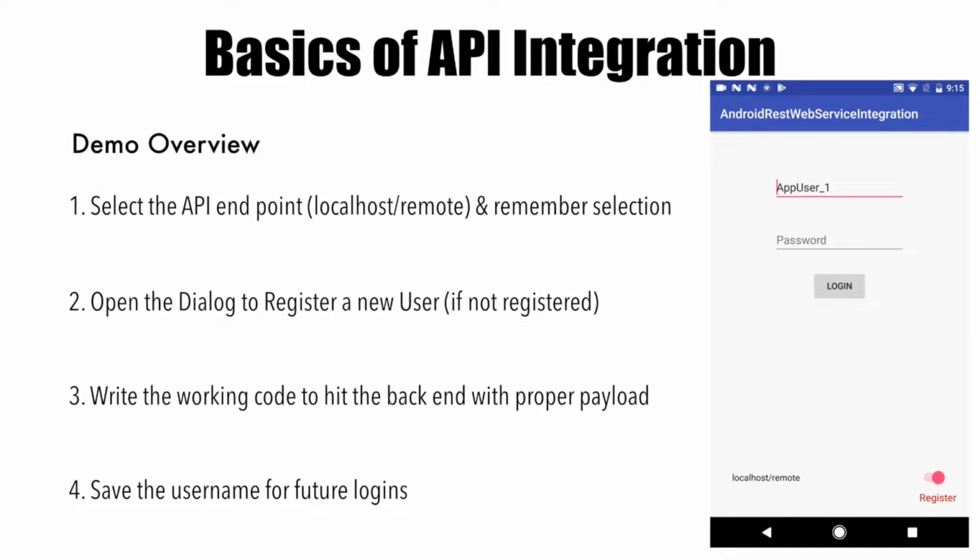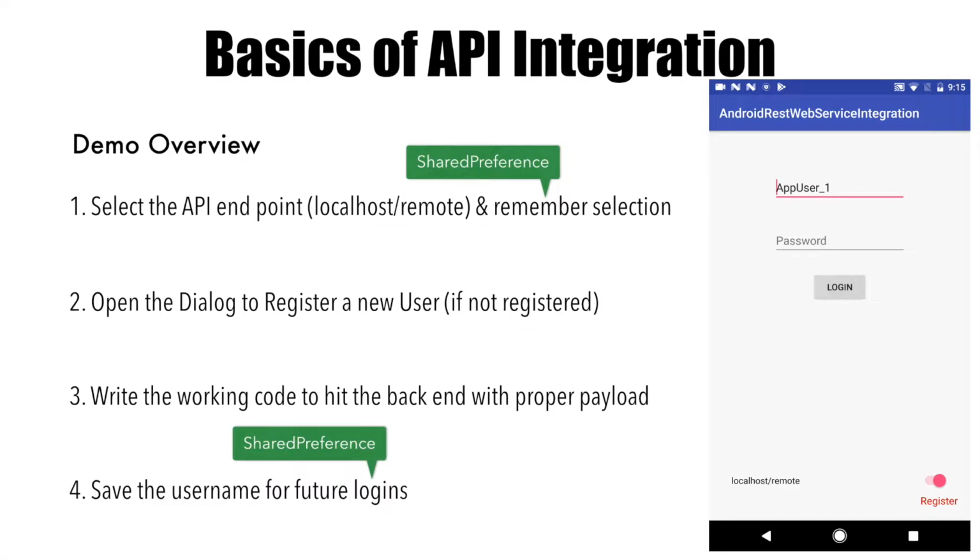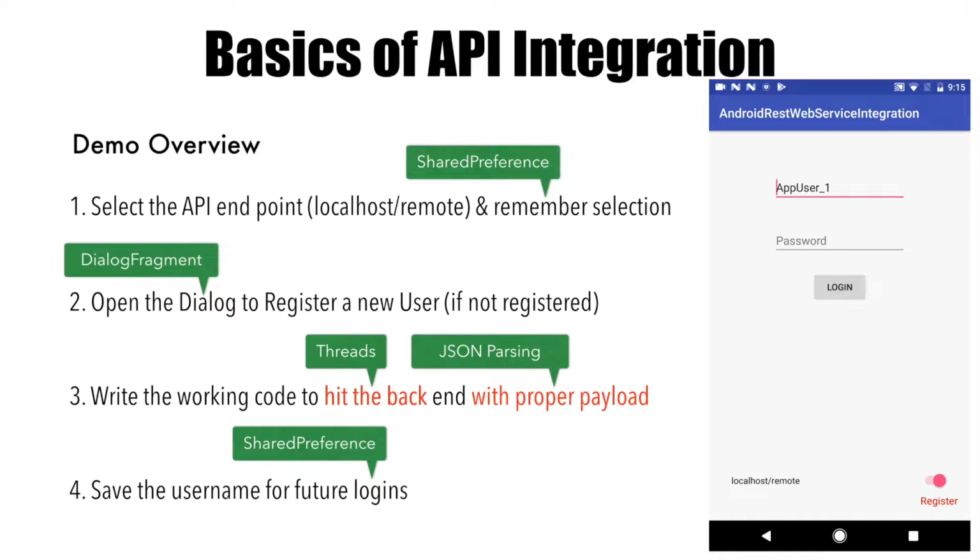If you think of the operations here and the frameworks we will be using to accomplish them: to remember the user selection of whether localhost or remote was used, and also the future user logins, we will be using shared preferences. You will be using a dialog fragment to register a new user. And then the third step, which is the most important, consists of many things. Hitting the backend needs to be done on a separate thread, and that is where your understanding of threads comes into the picture. You have to send this request using a proper payload, and that is where your JSON parsing concept comes in. And most importantly, you have to write proper working code using a certain set of APIs that Android provides to actually create the RESTful request and hit the backend.